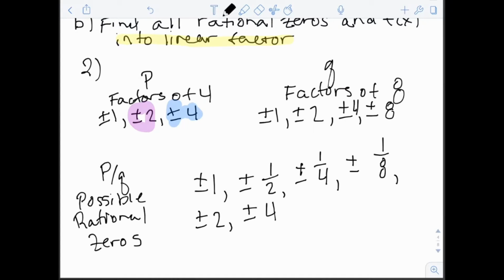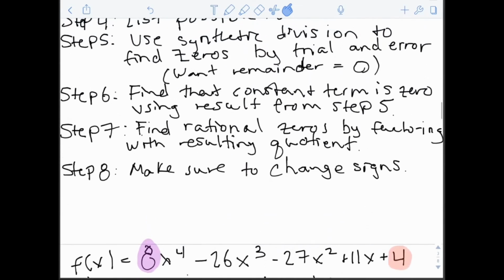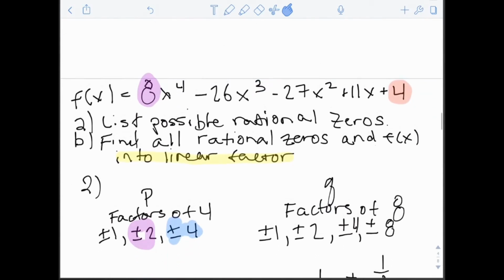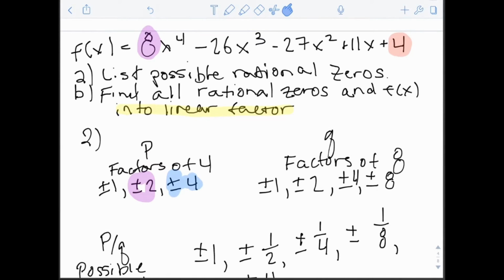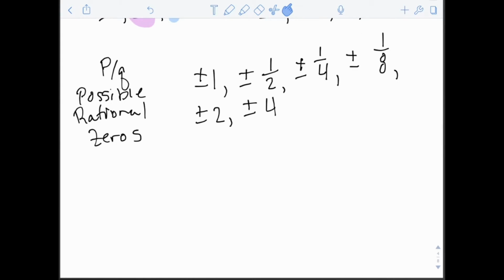So this should give us our possible rational zeros list, and we are good to go as far as our part A, as it just asks for our possible rational zeros. So let's move on to part B. Part B is going to be looking at steps 5 through 8. So in your case, if it just asks you to list the possible rational zeros, you would then stop at what we just did.